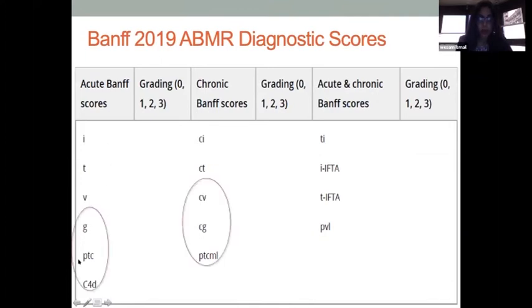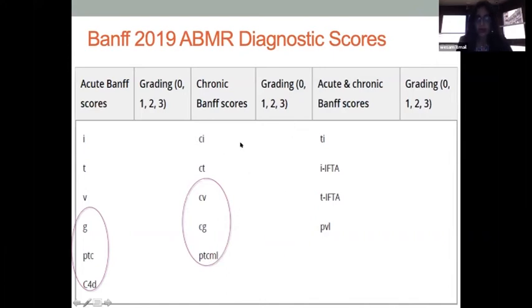Now, the diagnostic scores which are related to antibody-mediated rejection in Banff, we have the acute scores: the G score, the PTC score, and the C4D score. So if you remember from the previous slide, the first 3 scores were related to T-cell mediated, while these 3 scores are the ones related to antibody mediated. And here are the chronic Banff scores as well. The CG score and the PT cell multi-layering score are also related to antibody mediated, while as I mentioned, the CV score is actually overlapping between the T-cell mediated and the antibody mediated rejection.